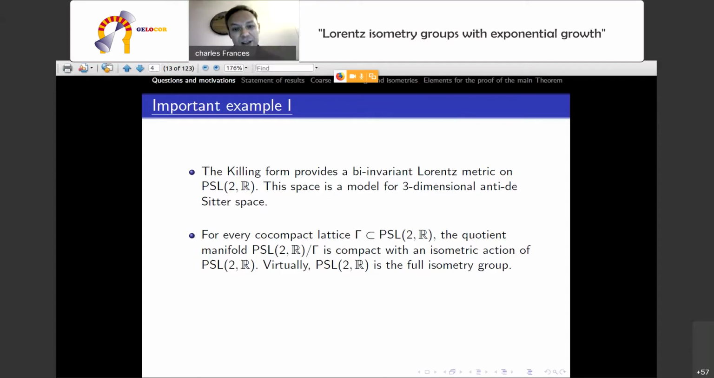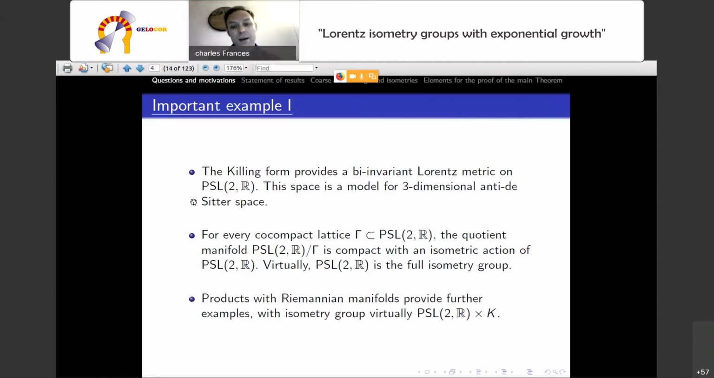So this is a three-dimensional example that you can upgrade to higher dimension by taking a product of your three-dimensional anti-de Sitter manifold with a compact Riemannian manifold. And you get this way isometry groups of the form PSL2R cross a compact Lie group K. So that's the first class of examples we should keep in mind.